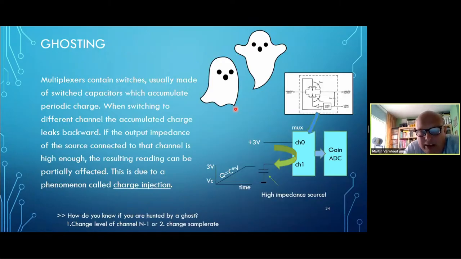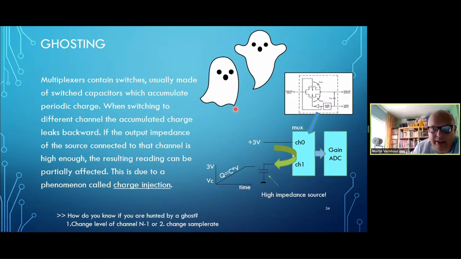Now, multiplexers contain switches. It's a fast switch, and that leads to ghosting. If you ever run into this one, you probably know what I'm talking about, but it looks like two channels have something in common. Channel one, which is sampled slightly after channel zero, for example, might be influenced by what happens on channel zero. So the measurement result on channel one, but even the actual data in the real world, is influenced by what's happening there in channel zero. And that's because of accumulated charge in your switch, which gets moved around.